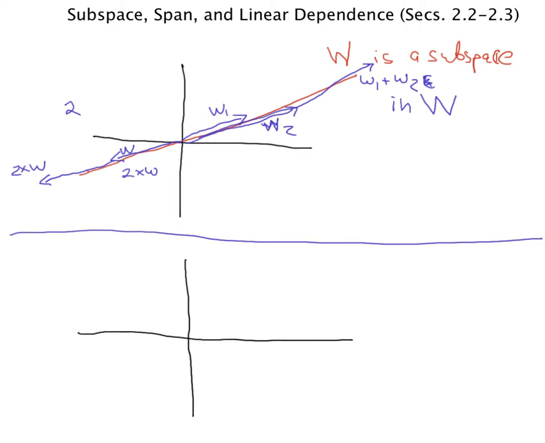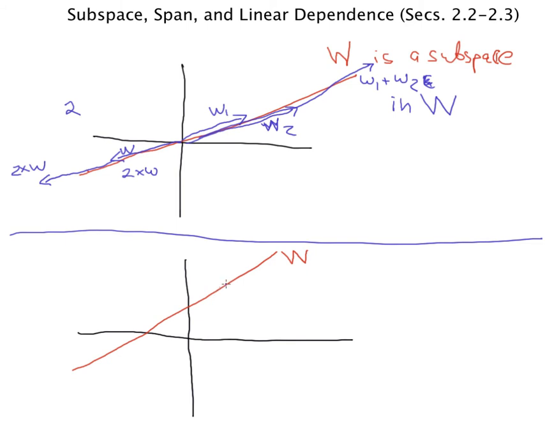Let's take an example like this. Let's take this to be W. Is this a subspace? Well, let's see. I have to check the addition property. So I have to check that if I take a vector in W.